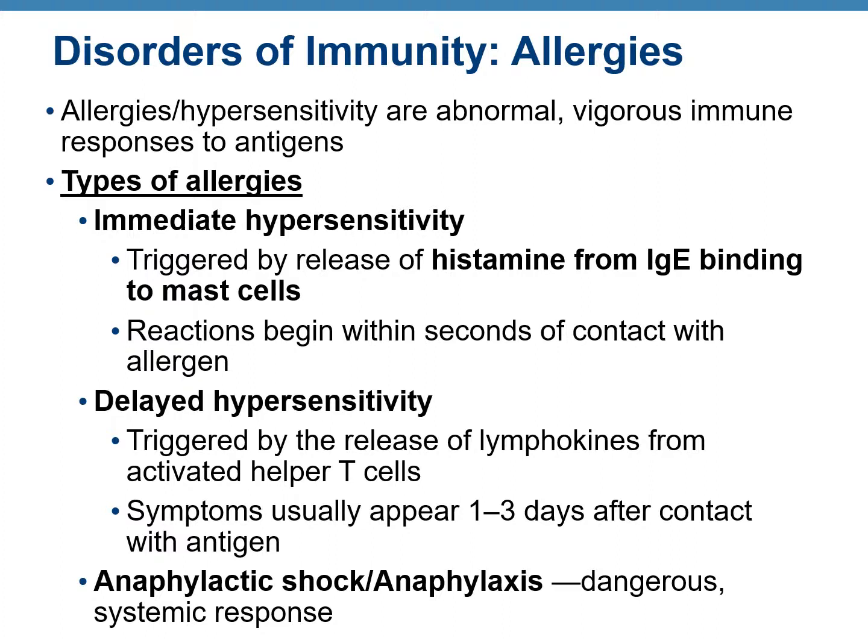There are three types of allergies. The first one is called immediate hypersensitivity, which is very fast, and this is caused by the release of a chemical called histamine, and this happens because IgE antibody binds to mast cells. So most of the anti-allergies that you see over the counter available in pharmacies, these are antihistamines.